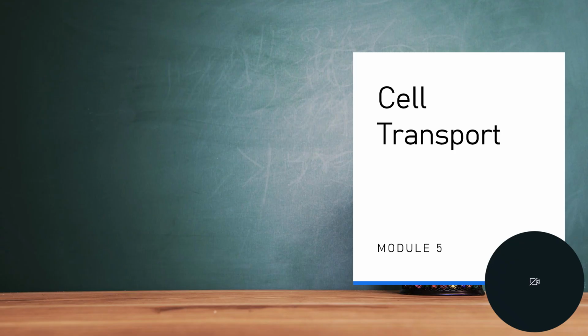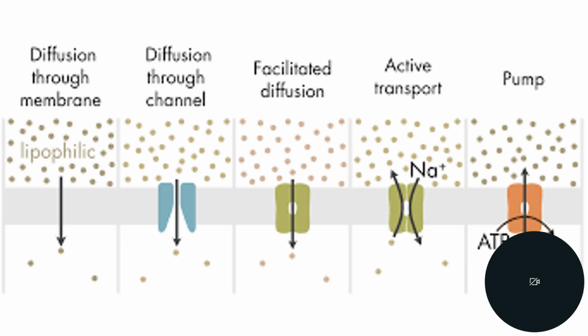So in this presentation, we're going to explore the main ways that cells move substances across their membranes, the difference between passive and active transport, and how these processes help maintain balance inside the cell. By the end, you'll see how these microscopic movements have a big impact on the health and survival of all organisms. At its core, cell transport is about controlling what enters and what leaves the cell.